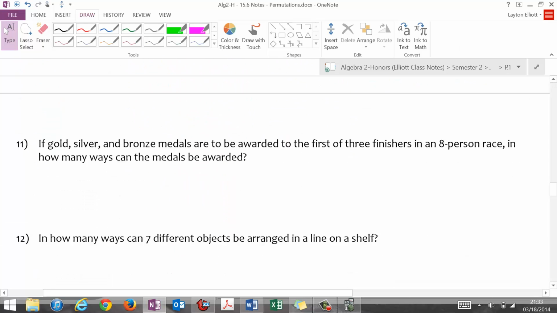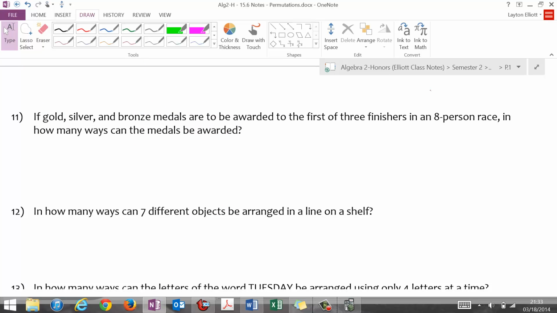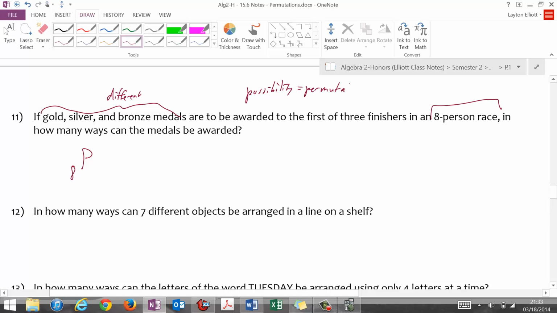Okay, moving on down. If gold, silver, and bronze medals are to be awarded to the first 3 finishers in an 8-person race, how many ways can the medals be awarded? 8-person. So I have 8 people I can pick from. And notice how we have gold, silver, and bronze. These are different, and I'm going to write the word different here again because it matters. Maybe the same 3 people finished in the top 3, but they got different medals. So there's different permutations. Remember, possibility is kind of synonymous here to permutation. And permutation is one of the ways that these things can happen, that the set can be arranged.